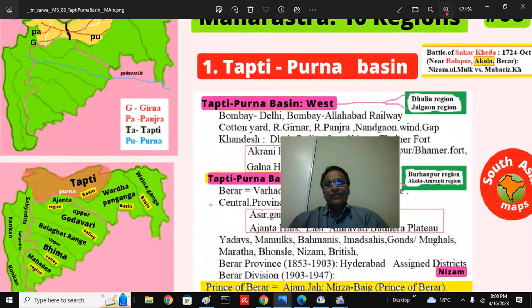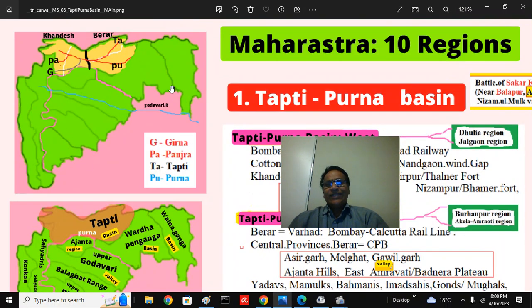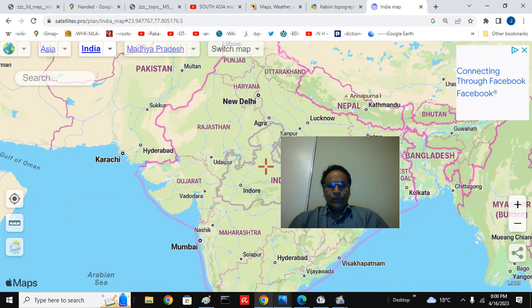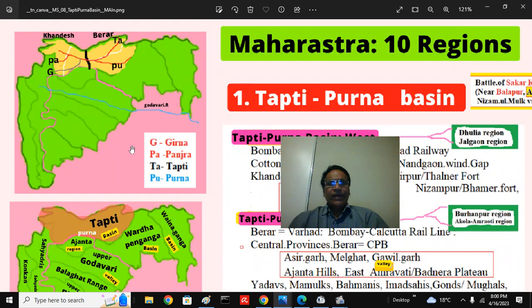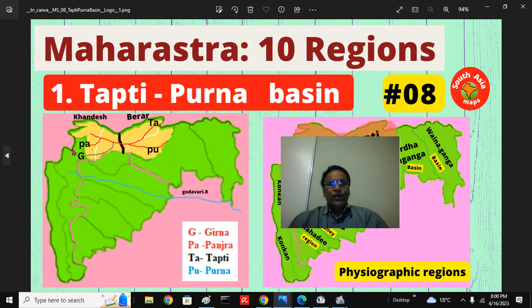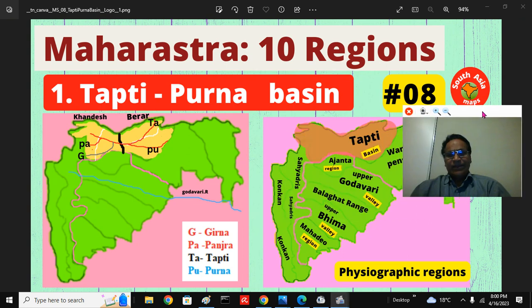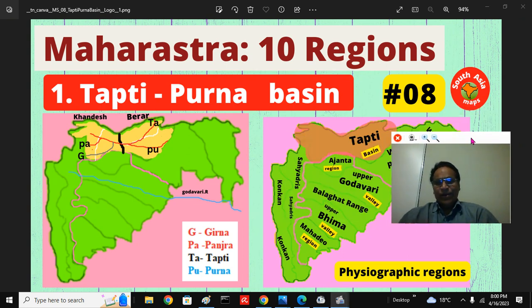Nizam became the virtual master of the six Subahs of the Deccan, ruled from Aurangabad for a lot of years. When he passed away around 1749 or so, his son Nizam Ali Khan moved the capital from Aurangabad to Hyderabad and the Telangana plateau. That is a different story for later. That is about today's fascinating Tapti-Purna Basin, and we'll see the rest later.